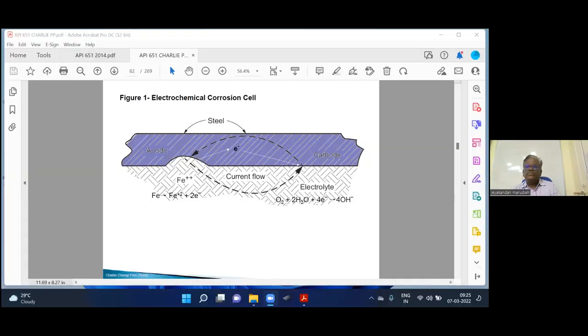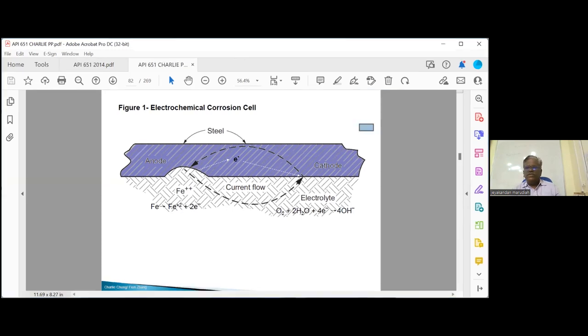Now we will go through the PowerPoint, then we will go through the class. So this is how the reaction is happening. You can see this is the current flow. This is called the anode, where the corrosion takes place, and at the cathode there will be electron flow, and it will be protected.